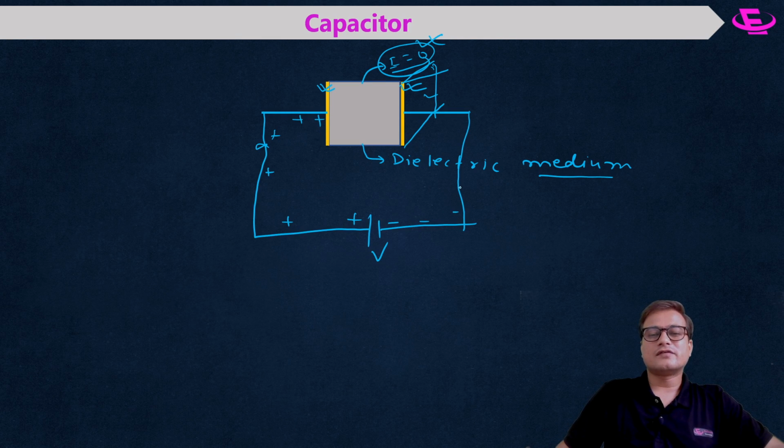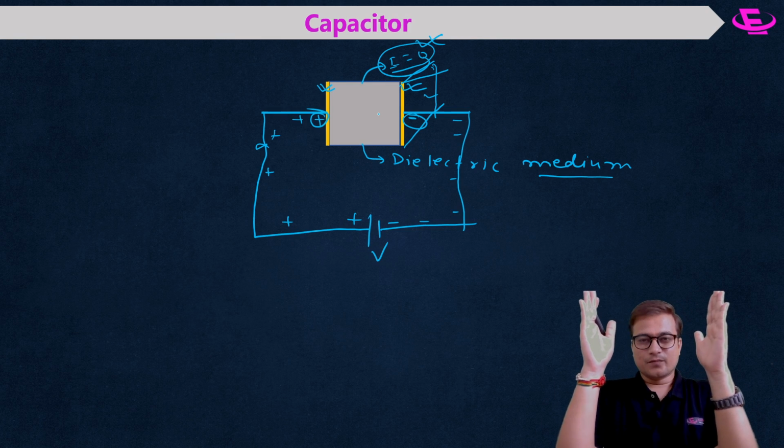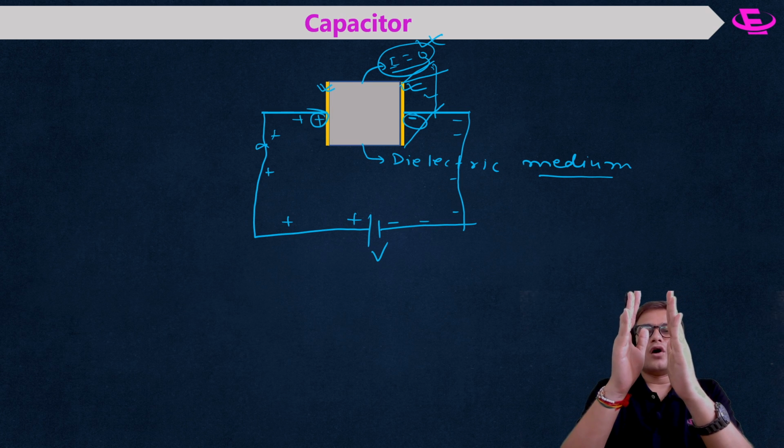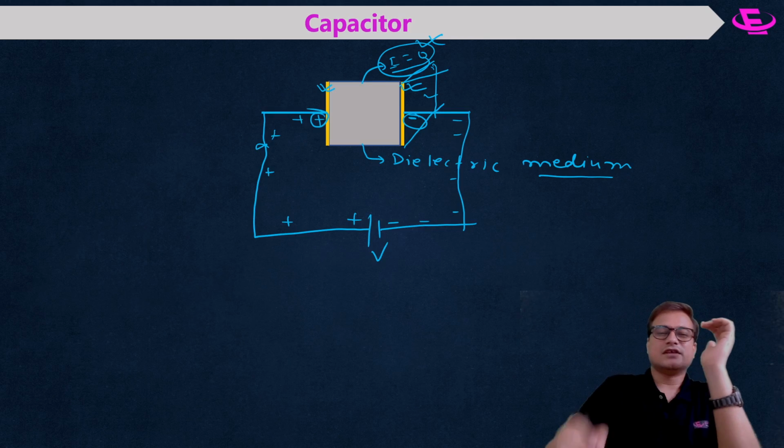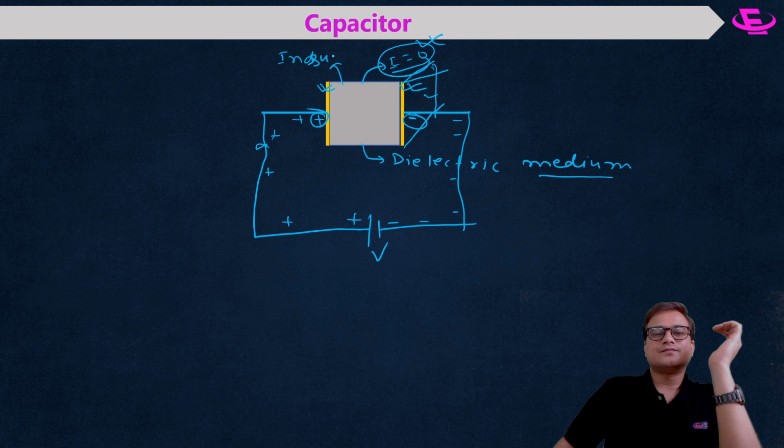The negative terminal of the battery will supply negative charge. So here one positive charge has reached, one negative charge has reached. After that, the line is blocked because the insulator is there. This is the insulator. Now what will happen?